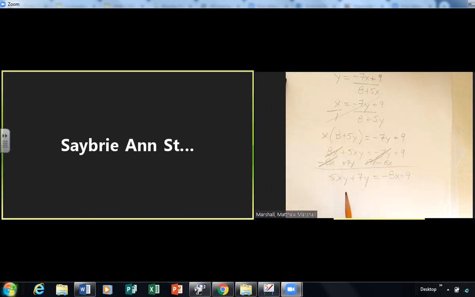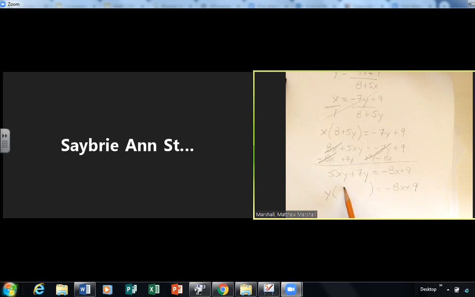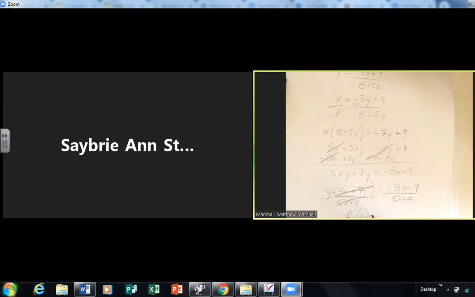Over here, they take that y and put that out front. And then reverse distribute, so the only thing times y to get this would be 5x, because that will give you 5xy. And then the only thing that would give you the 7y up here would be plus 7. And then that's y all by itself. This is times this whole piece. So I'm going to divide this whole chunk right here to both sides. And then that gives you what the inverse function is.